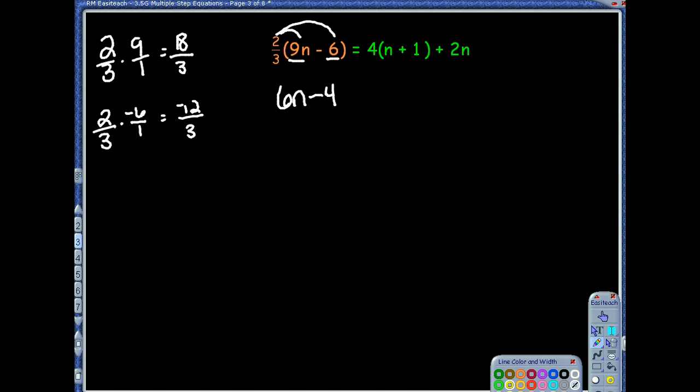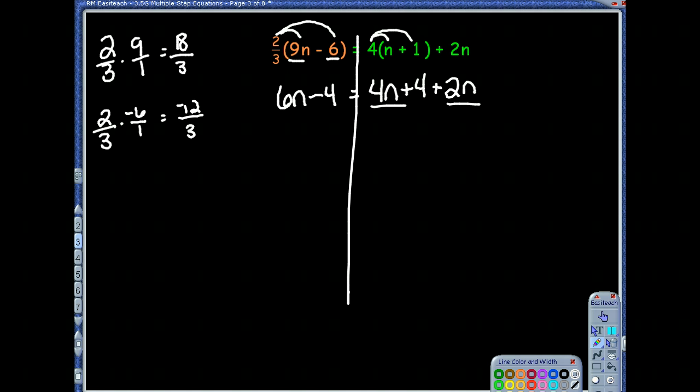All right, so let's see where we were. We said on this side we got a 6n minus 4. On this side, when I distribute on my right-hand side, I'm going to get a 4n plus 4, and then still plus our 2n. And I noticed that there are some like terms to combine on the right-hand side, nothing on the left-hand side, so still a 6n minus 4, and it's equal to a total of 6n plus 4.